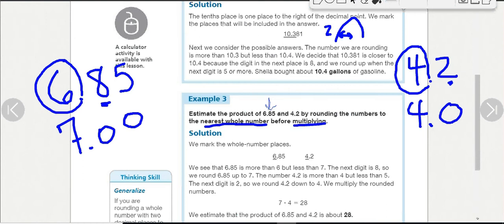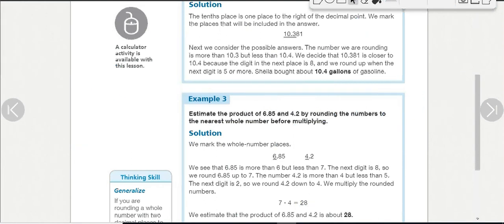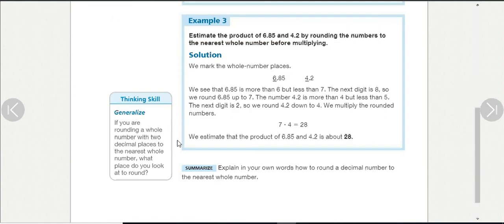You can estimate mentally here, 7 times 4, right? 7 times 4 is 28. So while we don't have the exact answer, 6 and 85 hundredths times 4 and 2/10, I bet if you type it in a calculator, we're pretty close to 28, which is probably all you would need in a real life scenario. If you're rounding a whole number with 2 decimal places to the nearest whole number, you look at that tens place, right? What place? The tens place, because it's the first whole number place.